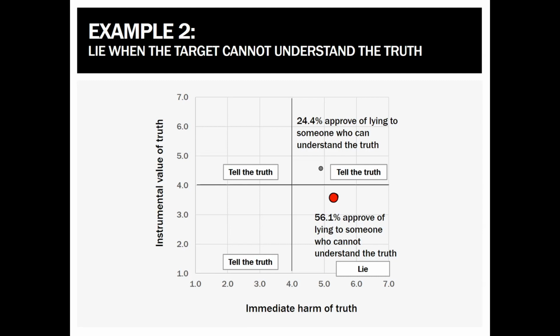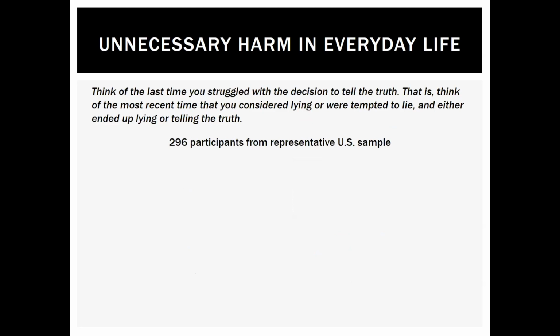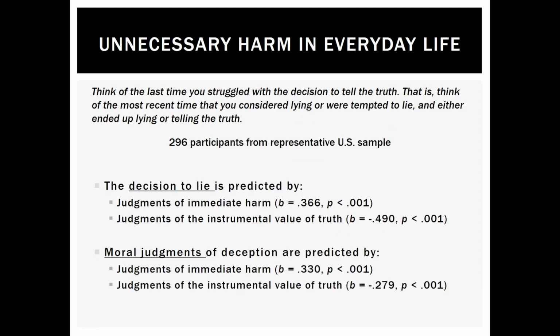So more recently, I've been looking to see how judgments of unnecessary harm affect the use and judgment of deception in everyday life. So for example, just having participants from a representative population think of the last time they struggled to tell the truth. They could have ended up lying or telling the truth. And so we have their ultimate decision and their judgments of various features of the situation. And we find that both the decision to lie and moral judgments of deception are predicted by these two mechanisms: perceptions of immediate harm and instrumental value.